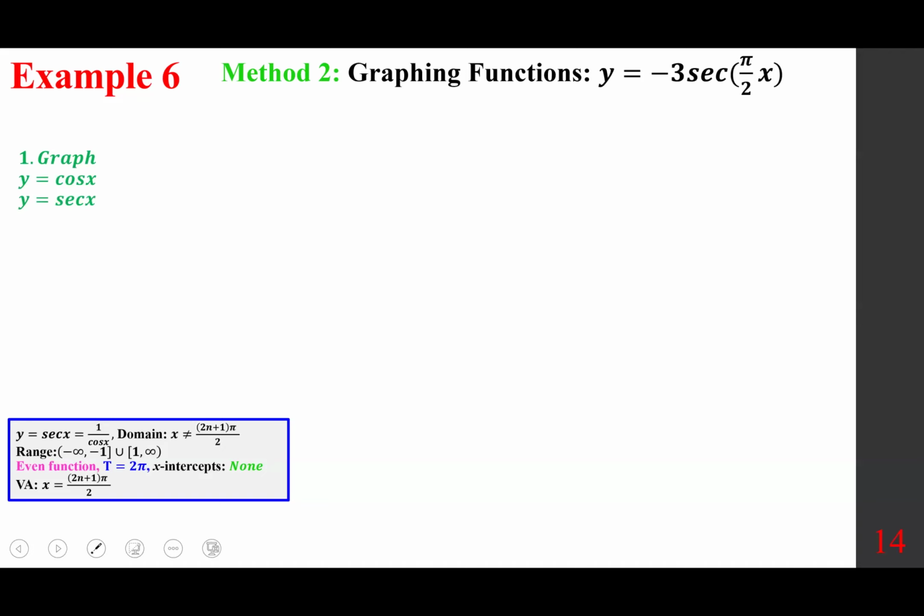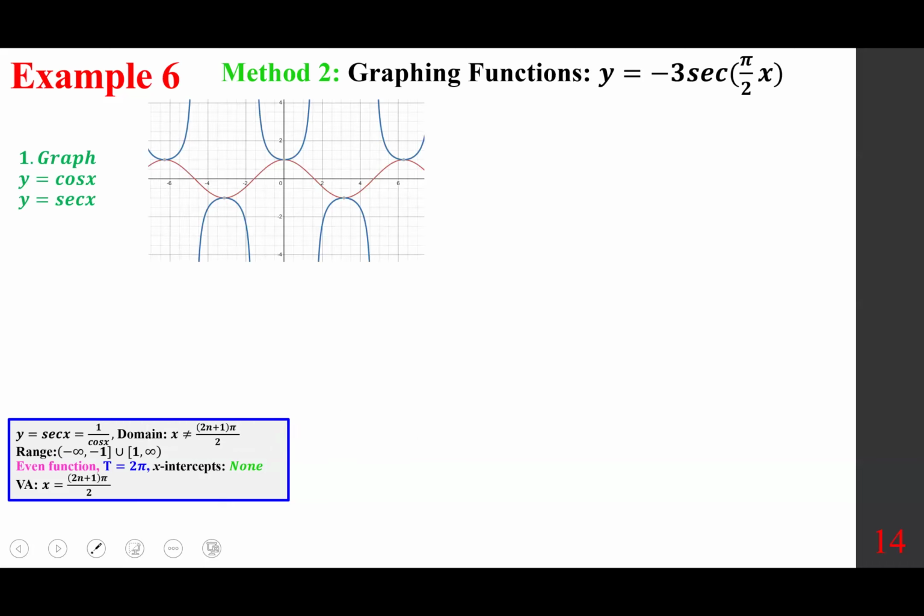One, graph cosine x and then secant x. So this is the cosine x, and I want to show you this point, and 3. This is a complete cycle, and we extended on both sides indefinitely. This is a cosine, and the blue one is the secant.